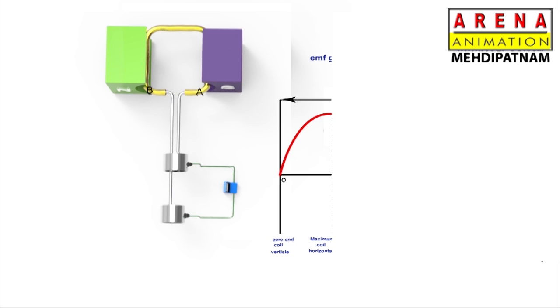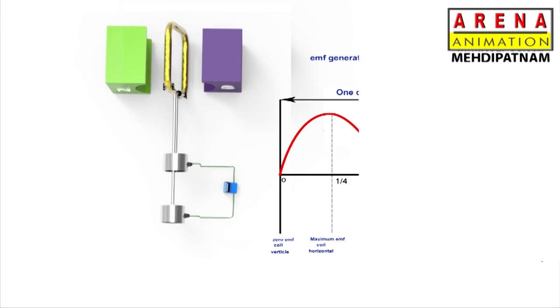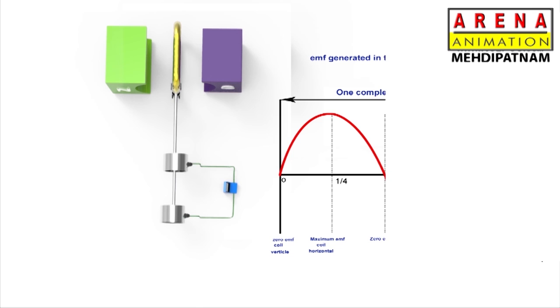If we continue the rotation of coil, current decreases during the second quarter of the rotation and once again becomes 0 when coil comes to vertical position with side B at top position and A at bottom position.